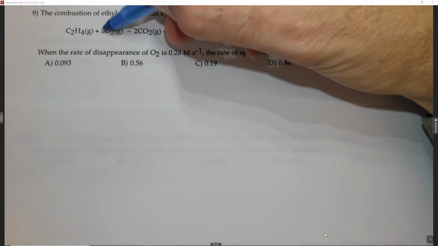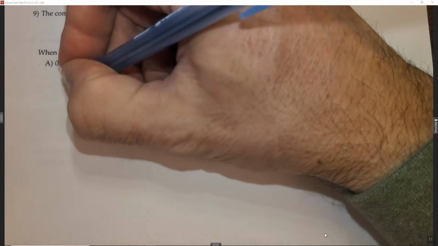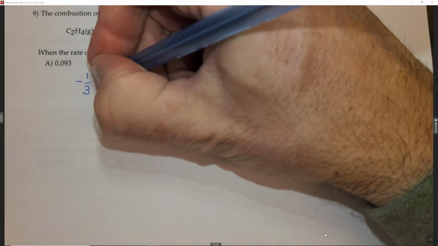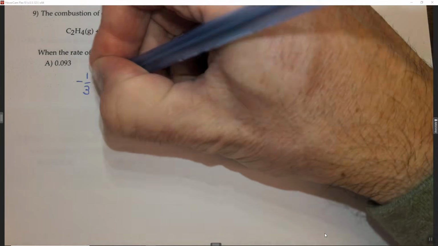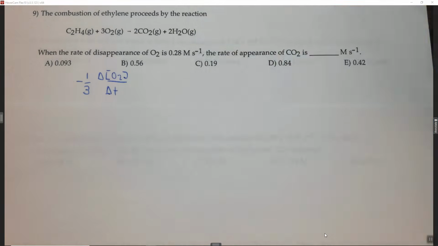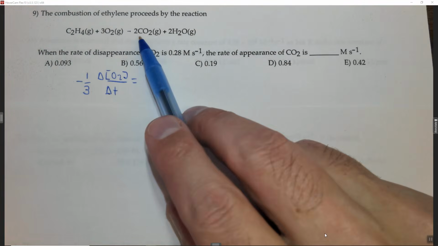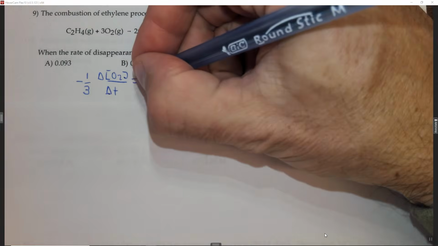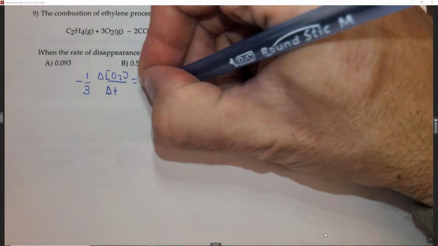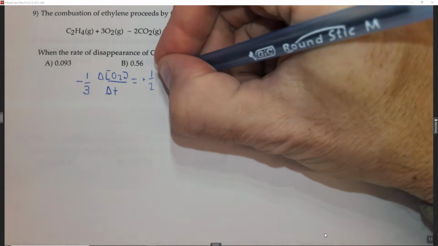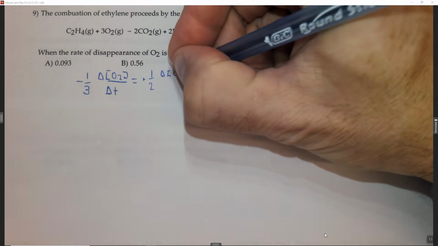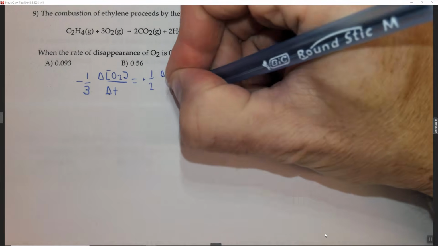With respect to O2, what we need to do is the rate is negative 1 over 3, 1 over the stoichiometric coefficient, times delta concentration of O2 over delta t, equals the rate of appearance of CO2, using its stoichiometric coefficient, positive 1 over 2, times delta concentration of CO2 over delta t.